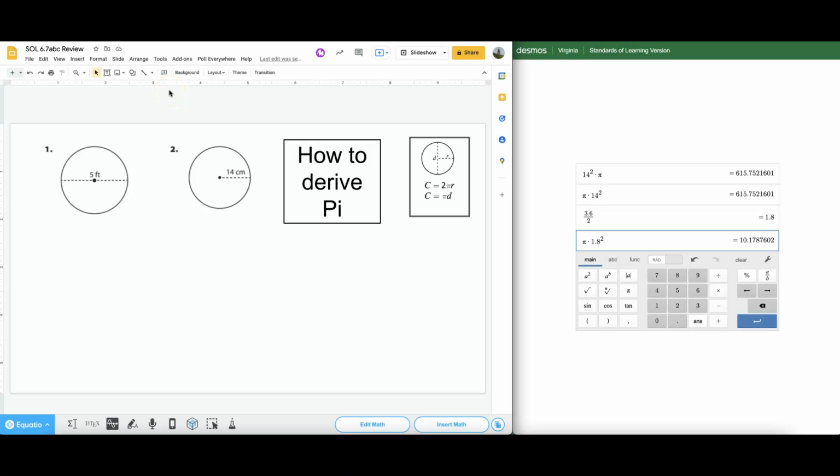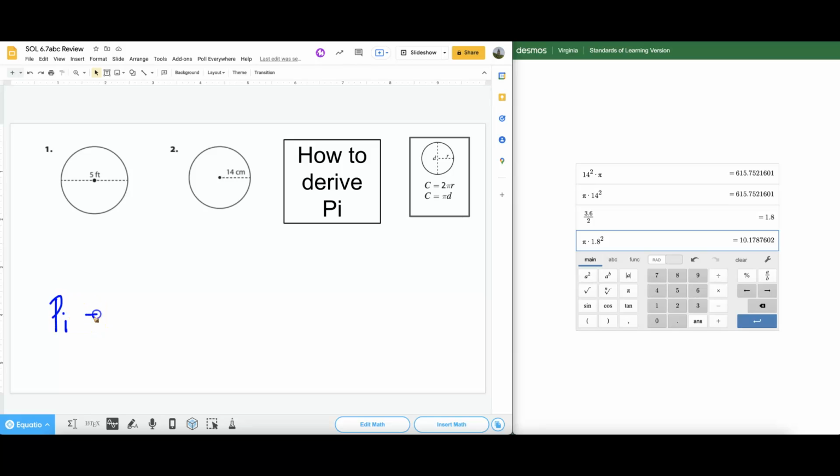In this last video dealing with circles, we're going to take a look at how we derive pi. There will be questions on your SOL test where you have circles and you are given measurements and you have to be able to derive pi. So what is pi? That's really the first question. Pi is a ratio.